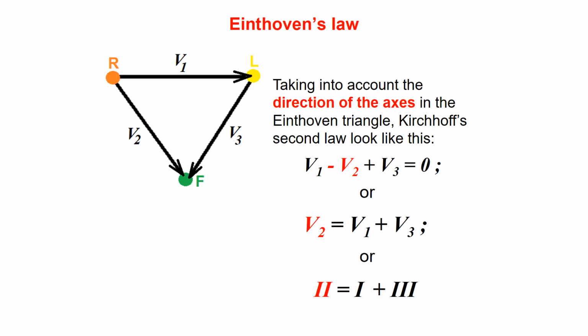Taking into account the direction of the axes in the Einthoven triangle, Kirchhoff's second law looks like this. V1 minus V2 plus V3 equals 0. Or V2 equals V1 plus V3. Or lead 2 equals lead 1 plus lead 3.